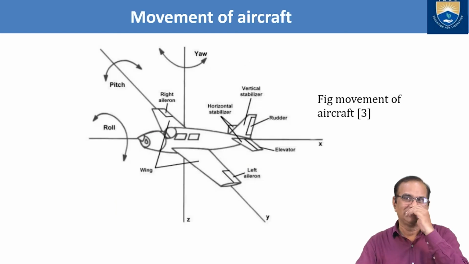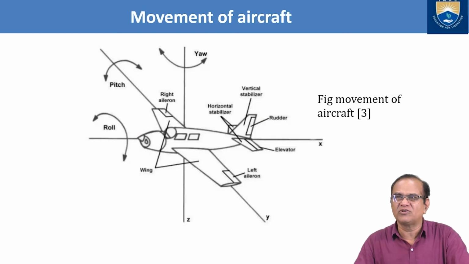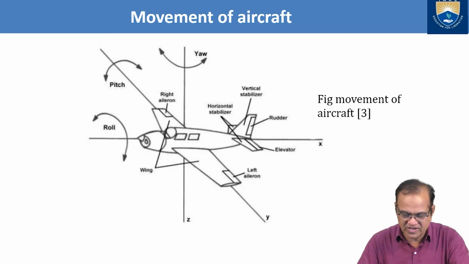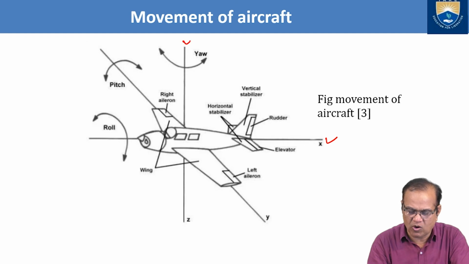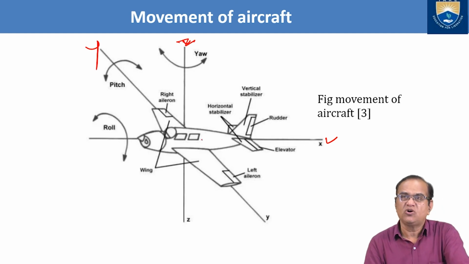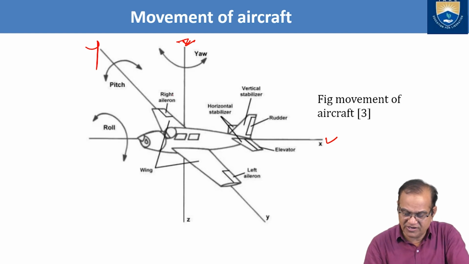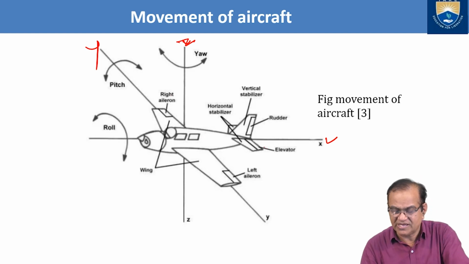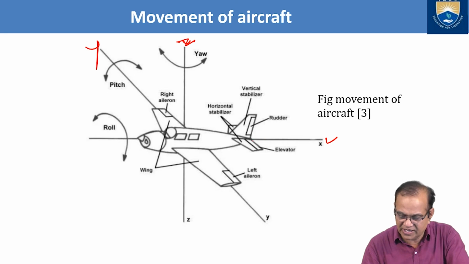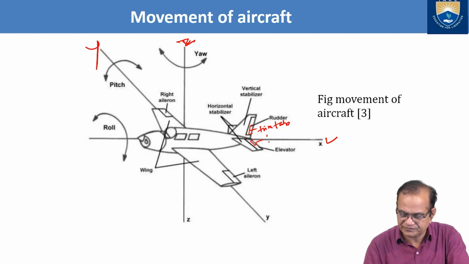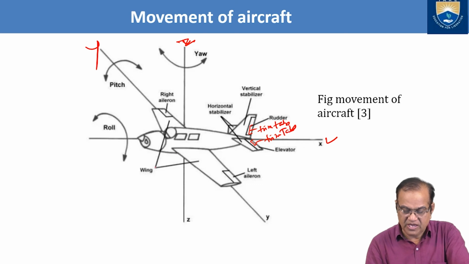Now I will just give a simple idea about the movement of the aircraft. So you can see the x-axis here, the y-axis, and the z-axis. Here is the right aileron, this is the left aileron, this is the elevator and this is the rudder, and here you will have the trim tabs. It is not shown here, I am showing it here. Okay, so these are the wings.